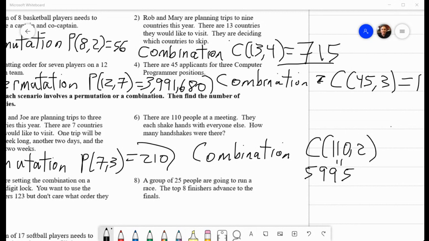Okay, so for the next one, number 8, you have 25 people running in a race, and the top 8 finishers are going to move on to the finals. So now the question is, is that a permutation or combination? Does the order make a difference, in other words? You have 8 people coming in, and they're all going to win the same prize, so to say. They move on to the finals.